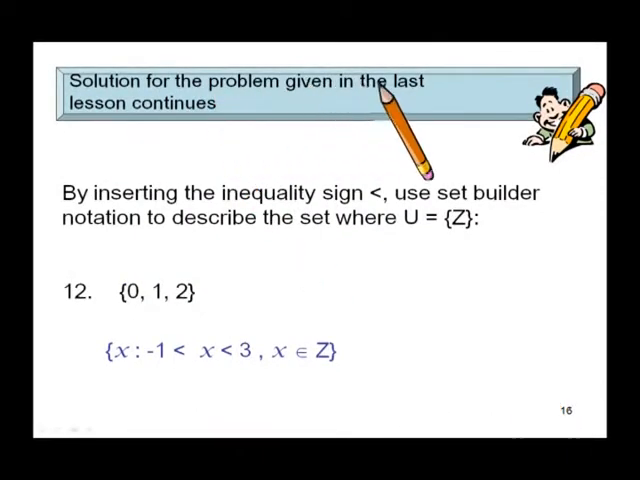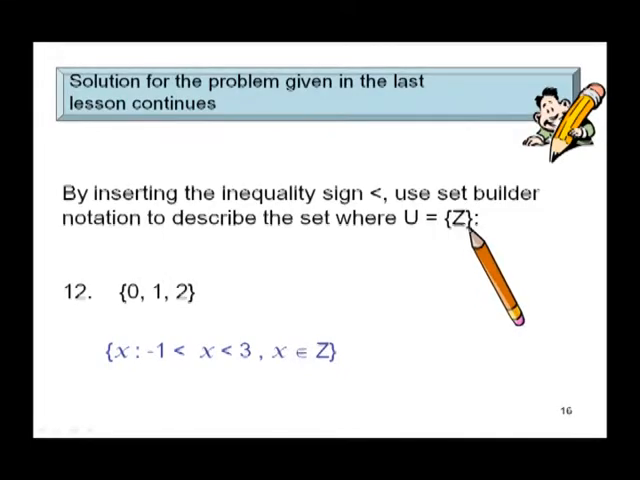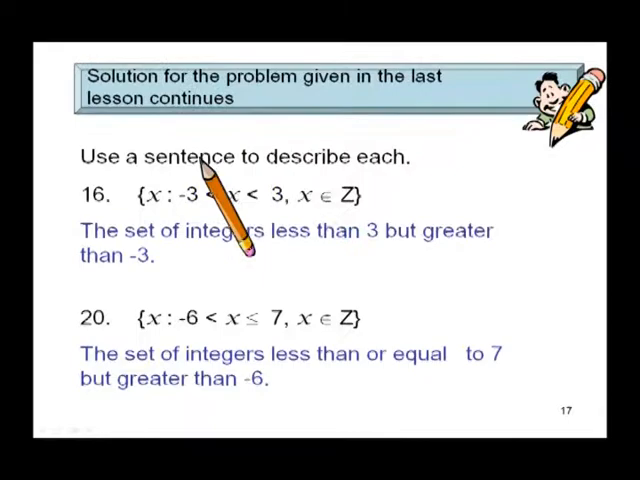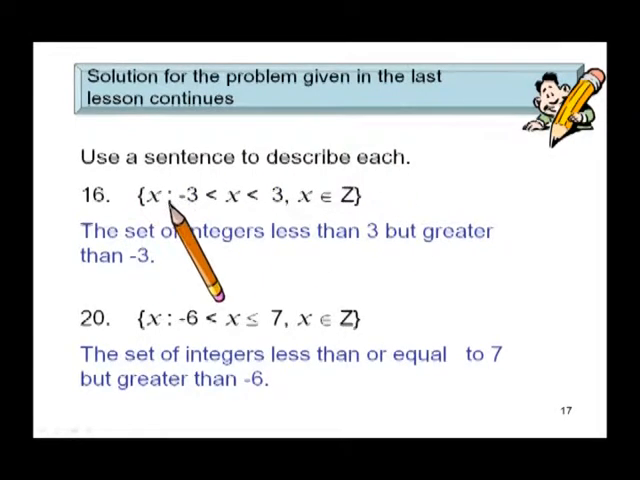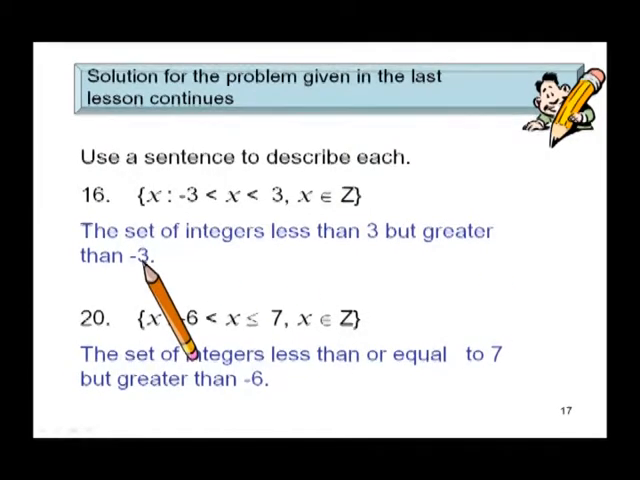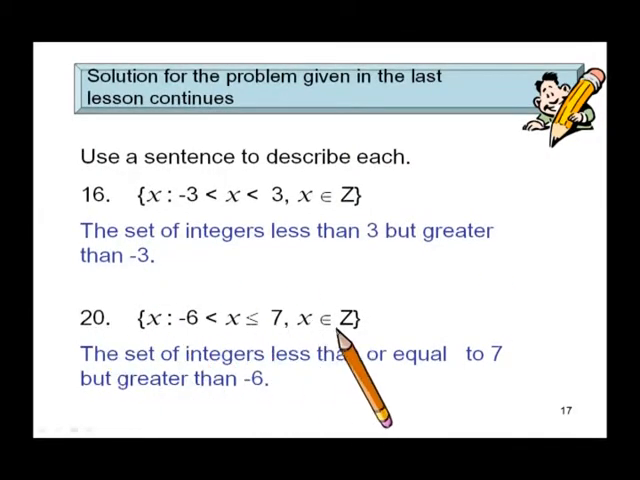Solution for the problem given in the last lesson continues. By inserting the inequality sign, use set builder notation to describe the set. 12. {0, 1, 2}. Use a sentence to describe each. 16. The set of integers less than 3 but greater than negative 3. 20. The set of integers less than or equal to 7 but greater than negative 6.